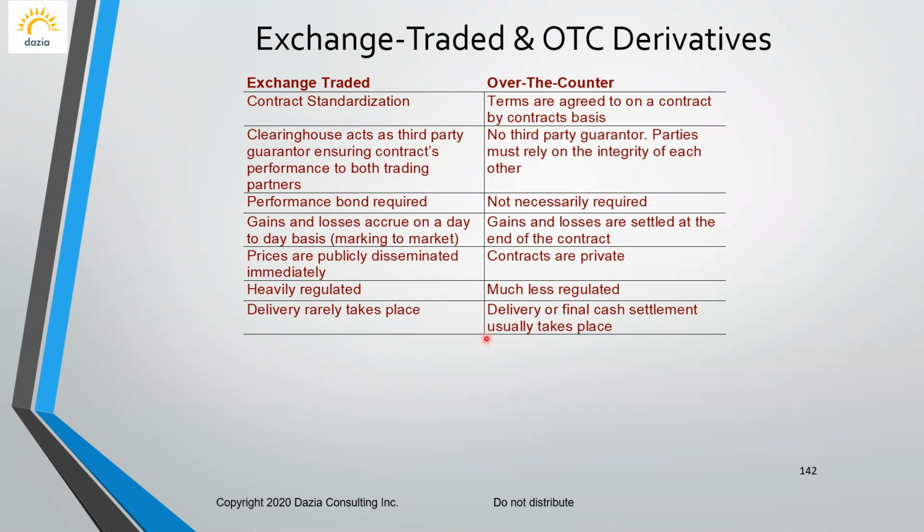And in both cases there are gains and losses that accrue on a daily basis. In the case of the exchange traded, it's called marking to market, and here they are plus and minus at the end in the case of over the counter. We'll take a look at this in more detail in the next slides.